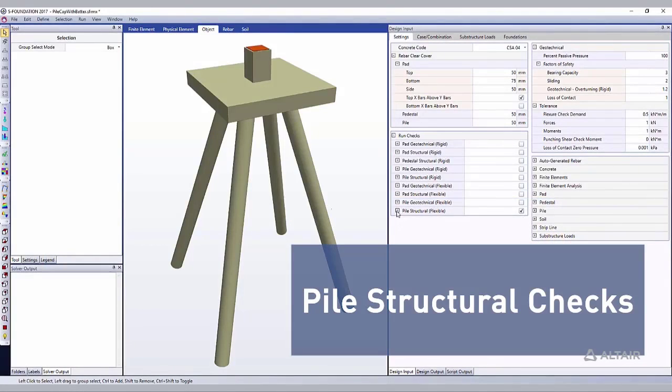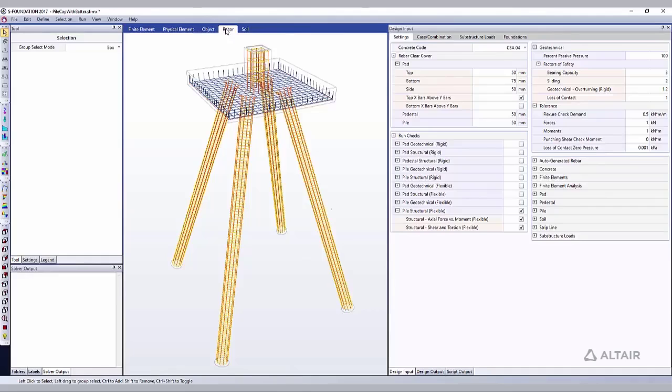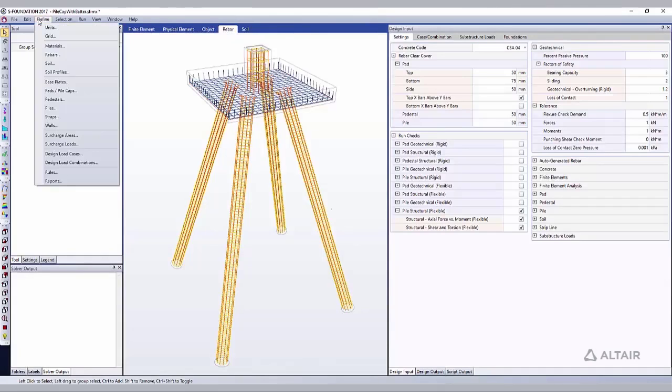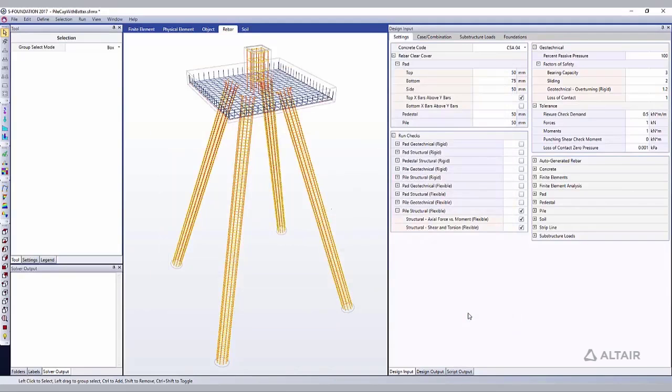Pile structural checks include axial force versus moment and shear and torsion. Structural checks are performed on reinforced concrete piles. The capacities of the piles are calculated using pile properties. Pile concrete material, diameter, and rebar all contribute to the structural capacity. Additional structural check settings can be found under Design Input, Pile, Beta D, Shear Method, and Axial Resistance Factor.